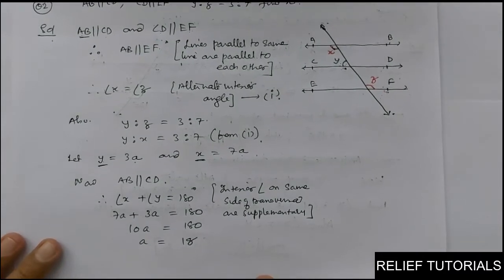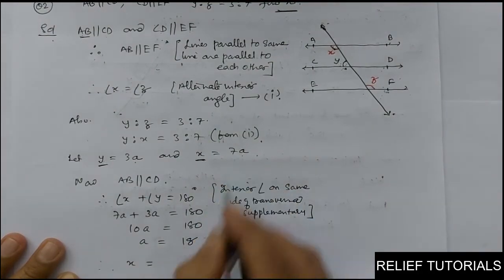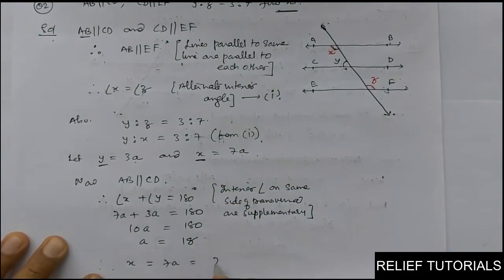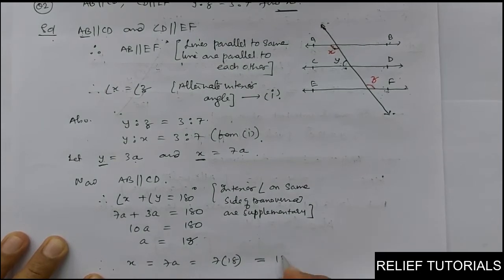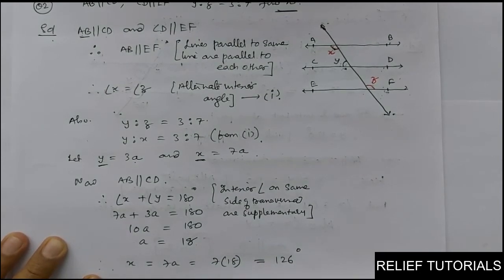Now you have to find X. So now X is equal to 7A. So that is equal to 7 into 18, and 7 into 18 is 126 degrees.